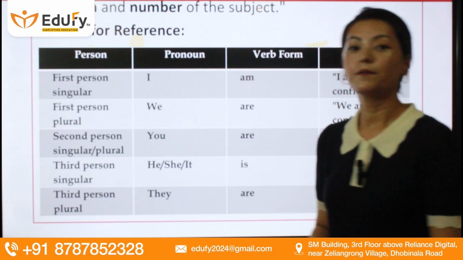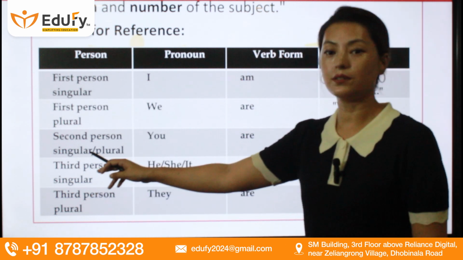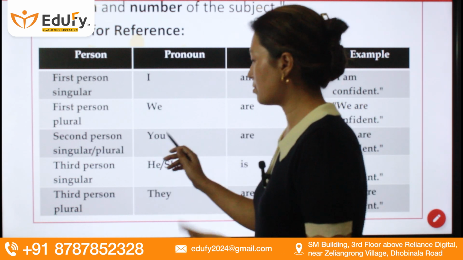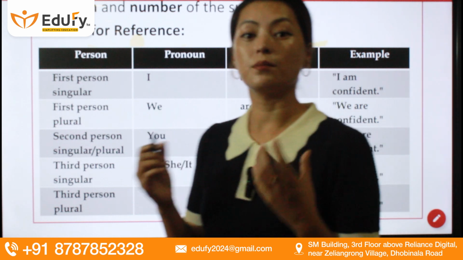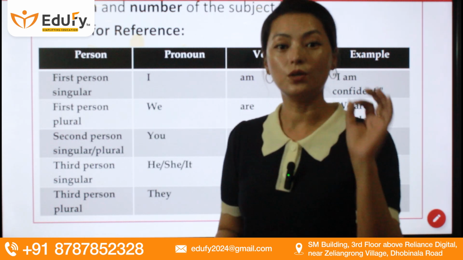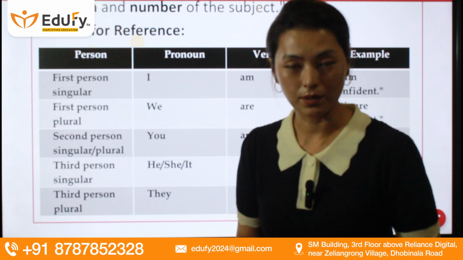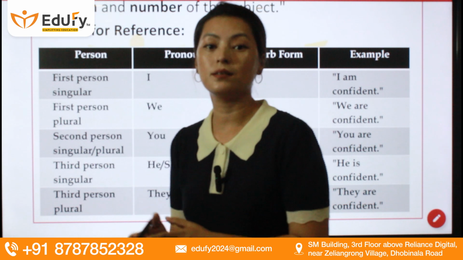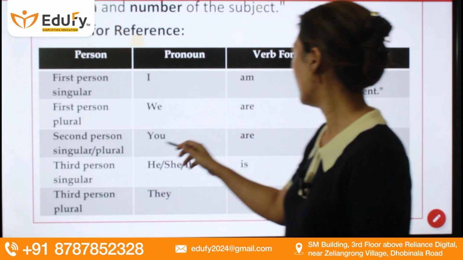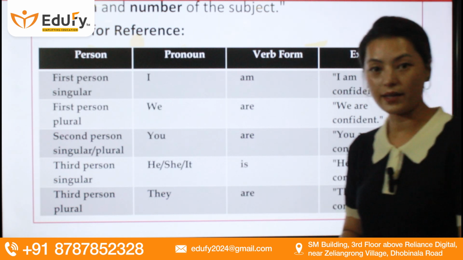Now, second person. When you look at this you, it is a singular person. We always consider them as singular. But then when we look at the usage, we also consider them as a plural second person. Because when we say second person, we only use you. You is the only pronoun that is considered as second person. Therefore, we will consider them as a singular and a plural pronoun as well. So when you have you, are will be the right answer.